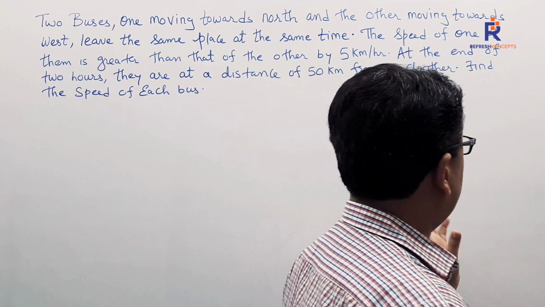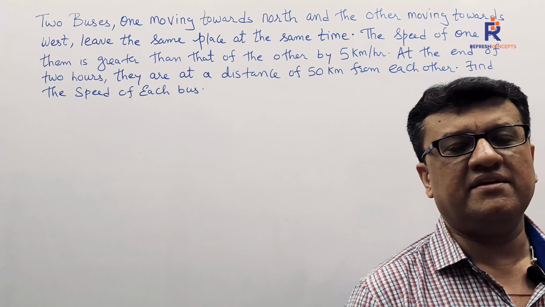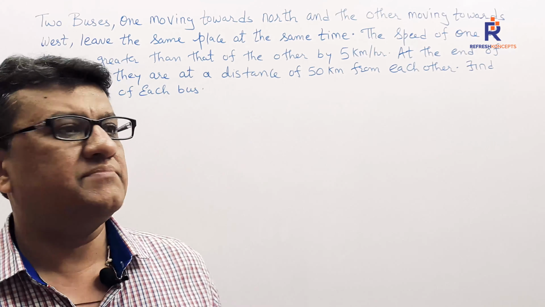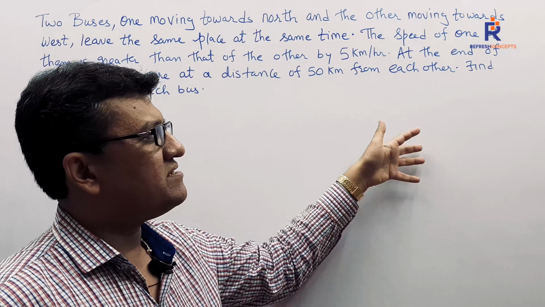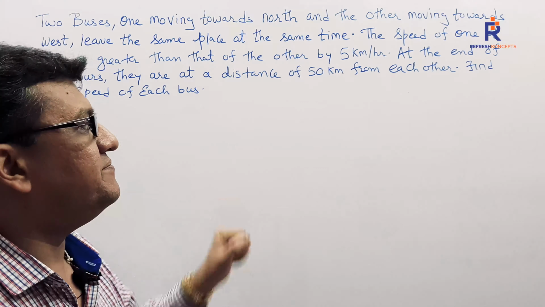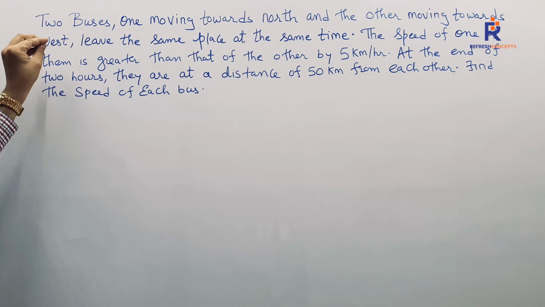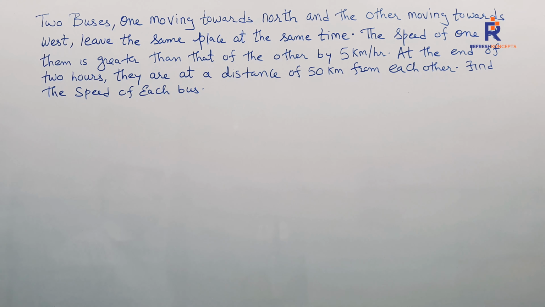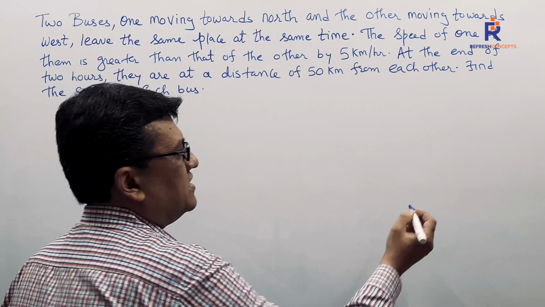It looks like the sum is a bit lengthy, but believe me, the sum is that simple. You just have to understand the diagram. I shall give you more or less the entire solution within the diagram itself if you pay attention to the diagram. Let's start. Two buses, one moving towards north, the other moving towards west.